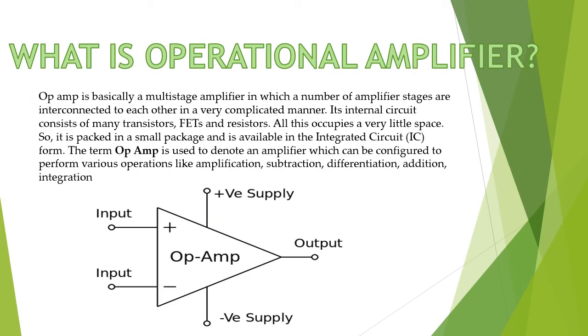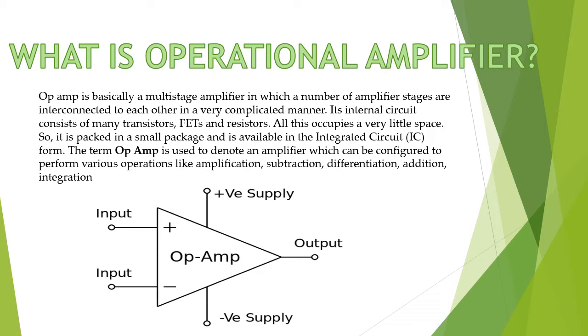What is an operational amplifier? An operational amplifier is basically a multi-stage amplifier in which a number of amplifier stages are interconnected to each other in a very complicated manner. Its internal circuit consists of many transistors, FETs, and resistors. All this occupies very little space, so it is packed in a small package and is available in integrated circuit (IC) form. The term op-amp is used to denote an amplifier which can be configured to perform various operations like amplification, subtraction, differentiation, addition, and integration.